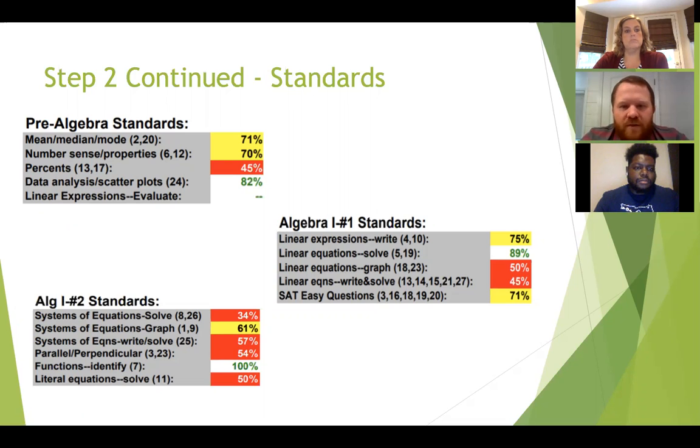Then on the right-hand side is their Algebra 1, number 1 standard. Look at linear equations where it says they solved them. Questions 5 and 19, just solving equations: 89% of the students performed well there. What about writing expressions? 75% did fine. But when you go to graphing, or combining the writing and the solving of linear equations, the students didn't do well. It's almost like they can do one step of this, but when you start compiling things on top of them, they can't handle that.